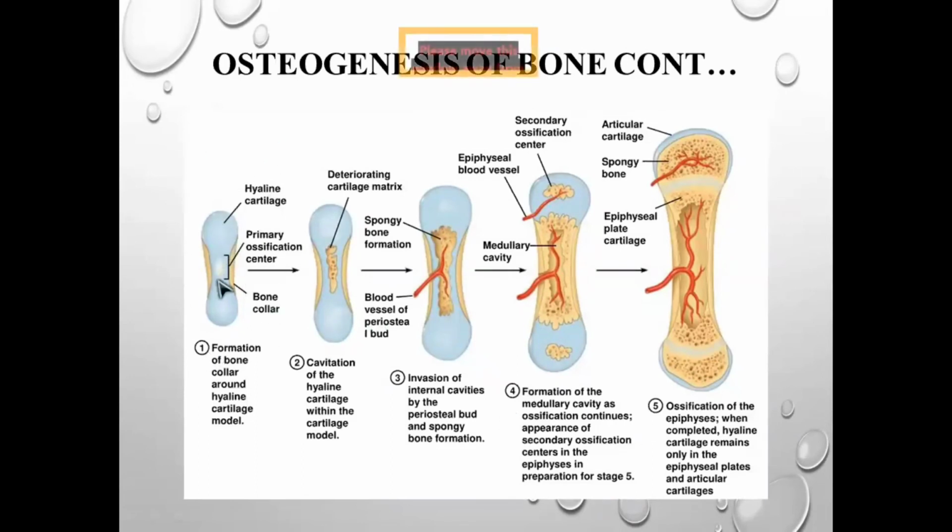This is going to be the formation of the bone collar around the hyaline cartilage model. Okay, this is going to be a hyaline cartilage, and this is going to be the primary ossification center, which is present in the diaphysis. Okay, this is going to be a diaphysis, and here is going to be the epiphysis. Okay, this is going to be the bone collar. Okay, what happened?